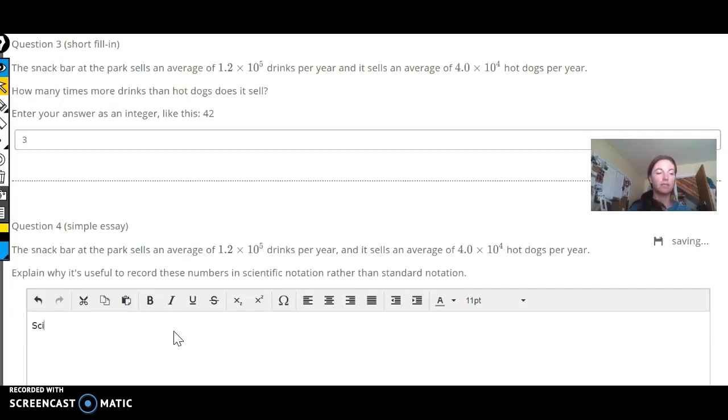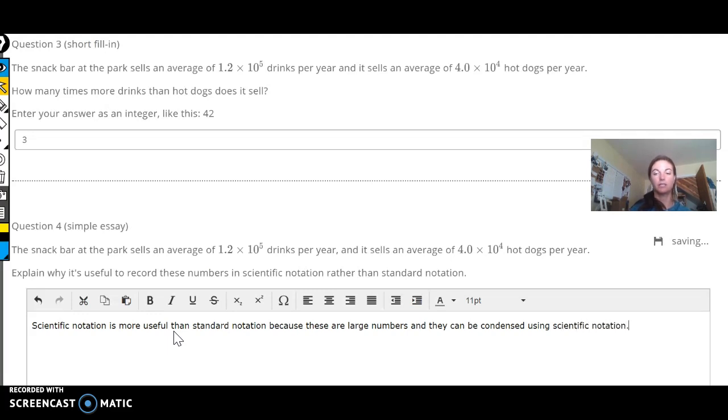I would say that scientific notation is more useful than standard notation because these are large numbers and they can be condensed using scientific notation. It is a more efficient way to communicate these values.